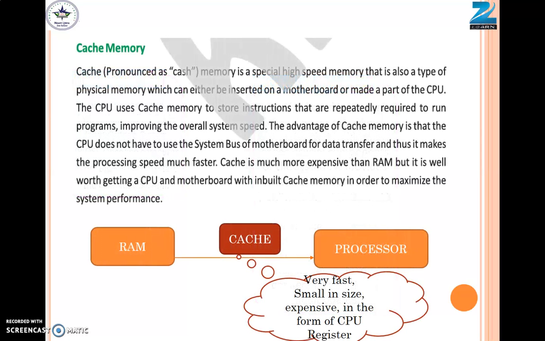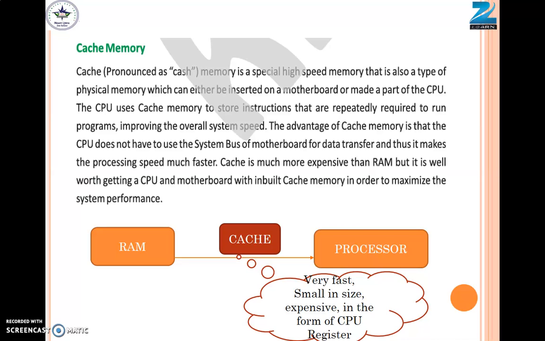Now cache memory. Cache memory is a special high-speed memory that is also a type of physical memory, which can either be inserted on a motherboard or made a part of the CPU. It can be part of the CPU register also. The CPU uses cache memory to store instructions that are repeatedly required to run programs, improving the overall system speed.